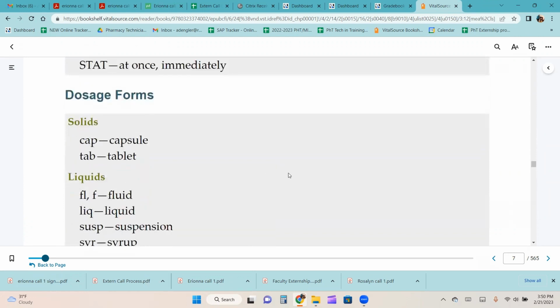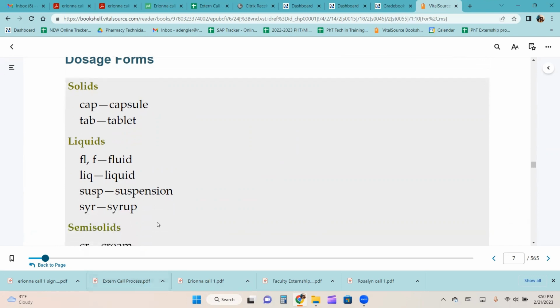For dosage forms, we have solids, so we use cap and tab. Those mean capsule and tablet. So whenever you're writing out directions for a patient, we never would write take 1 tab. We would always write tablet. We would actually never leave abbreviations in directions for a patient. We never want to assume that they know what that means.